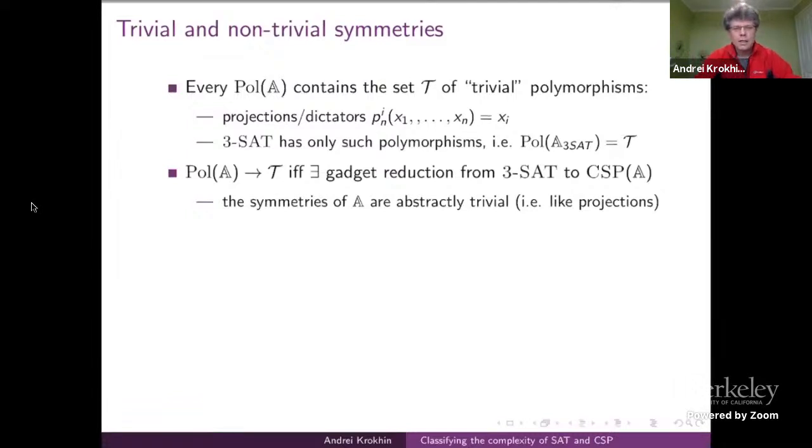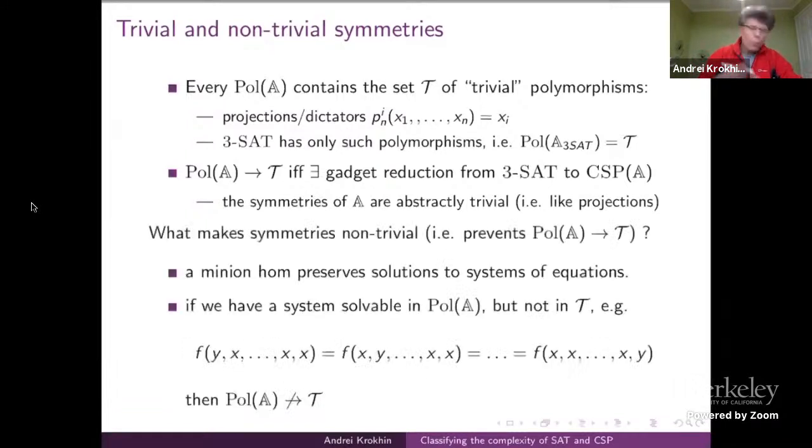Good. So right now these are the trivial symmetries. So what makes symmetries non-trivial, to prevent that we have a gadget reduction from 3-SAT? Well, I will sort of hand-wave through this on an example. So this thing is a minion homomorphism, whatever it is. But what it does is that it preserves solutions to systems of equations. So what do I mean by that?